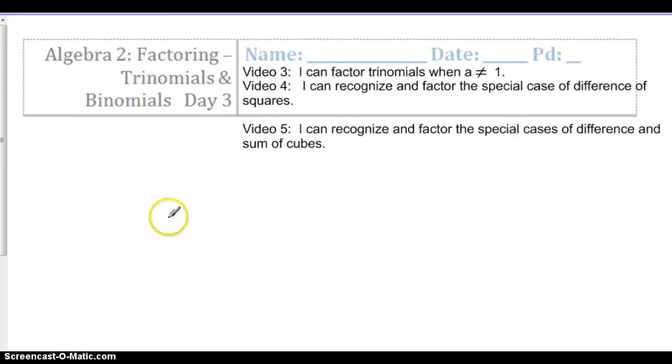Hello Algebra 2. This topic is video 4. I can recognize and factor the special case of difference of squares.